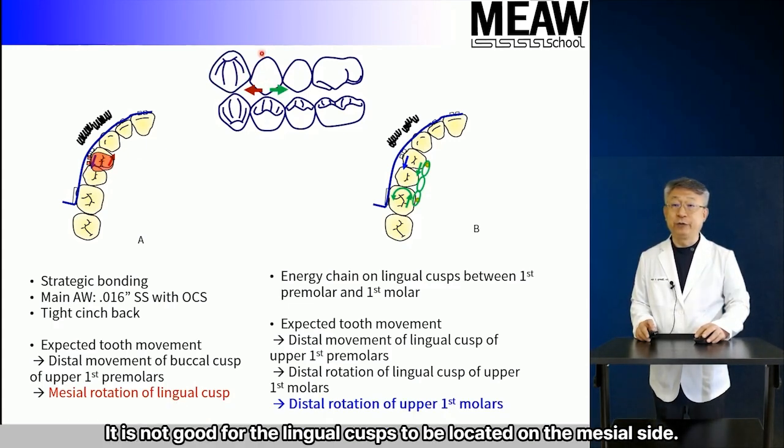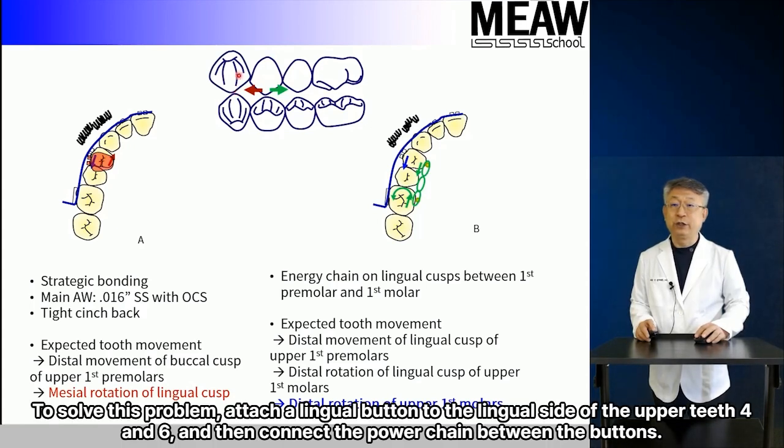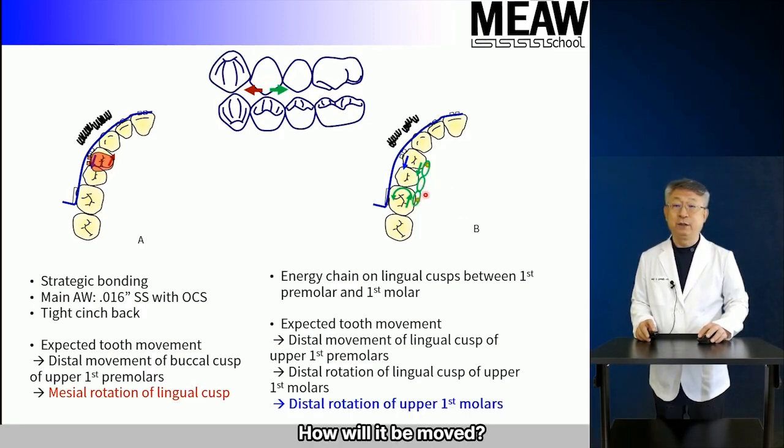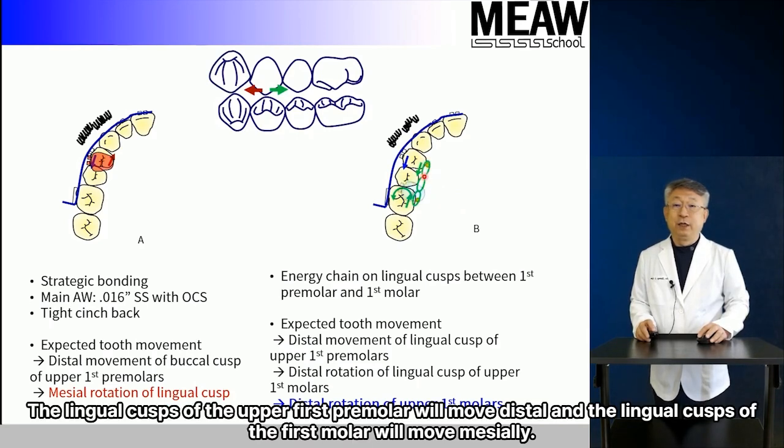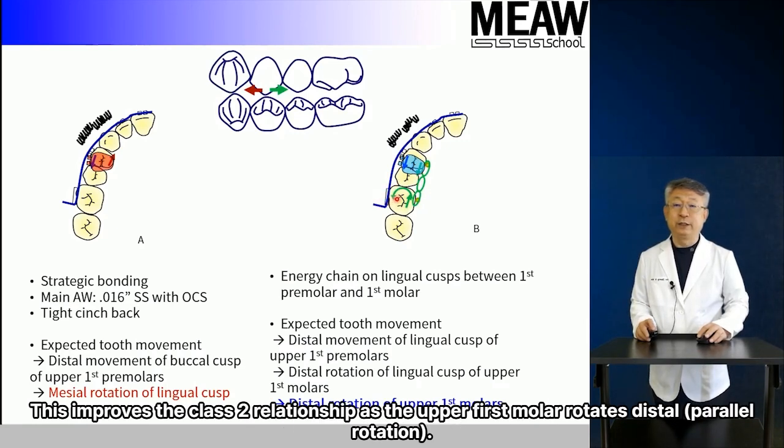It is not good for the lingual cusps to be located on the mesial side. To solve this problem, attach a lingual button to the lingual side of the upper teeth 4 and 6, and then connect the power chain between the buttons. How will it be moved? The lingual cusps of the upper first premolar will move distal, and the lingual cusps of the first molar will move mesially. This improves the class 2 relationship as the upper first molar rotates distal parallel rotation.